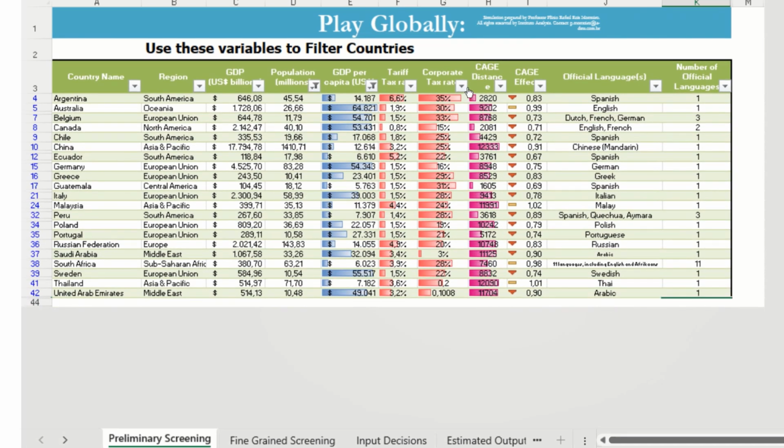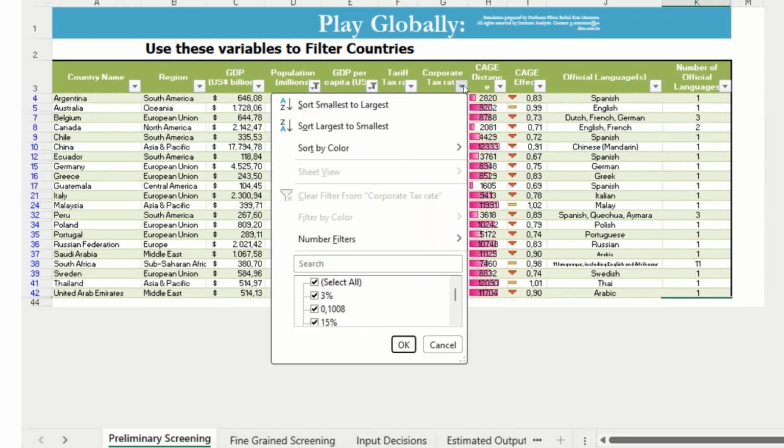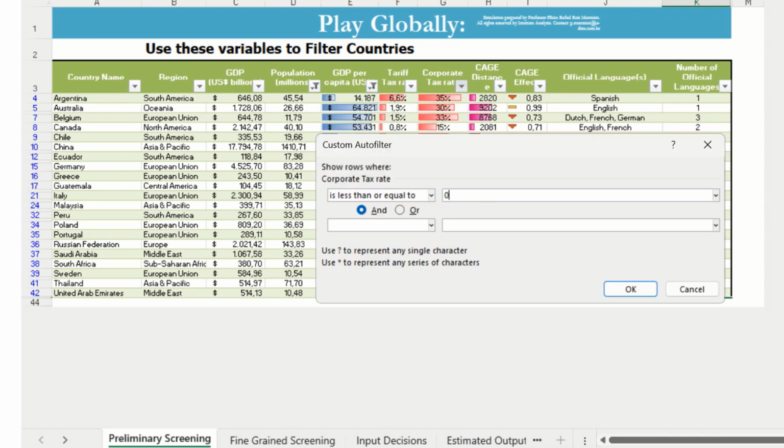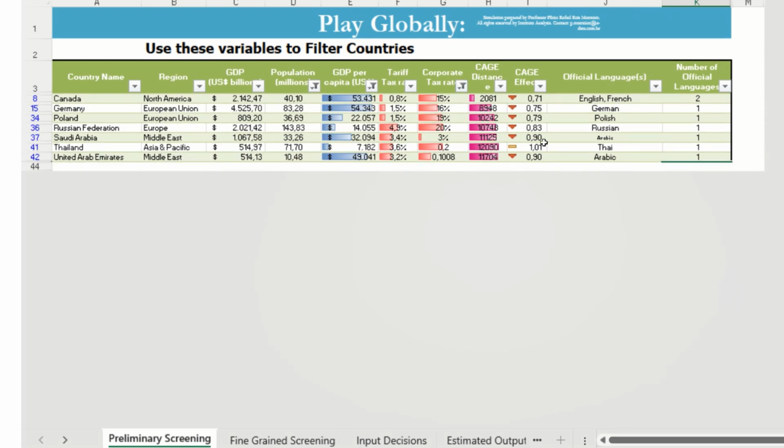Let's say as well that I don't want to pay a lot of taxes, so I'm going to include in my list only countries with at most 20% of corporate tax. So I'll select here number filters less than or equal to 0.2. Now I'm reducing my list, and finally I'm going to select only countries that speak English.